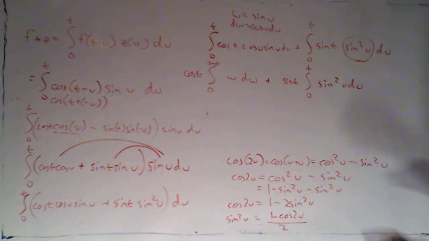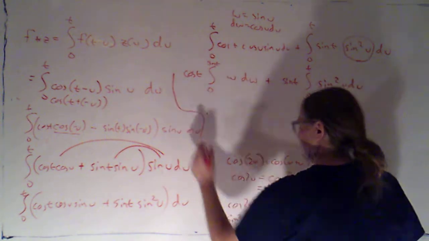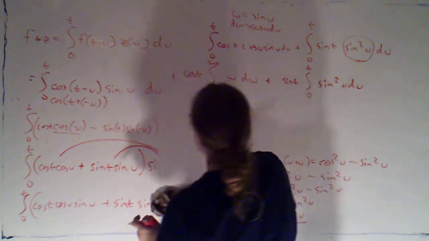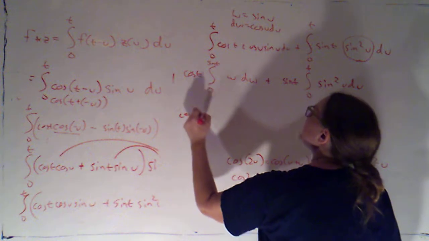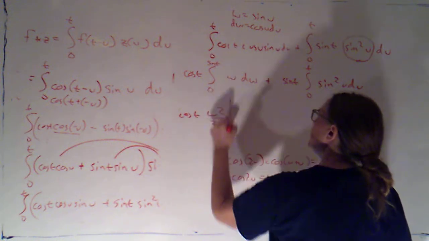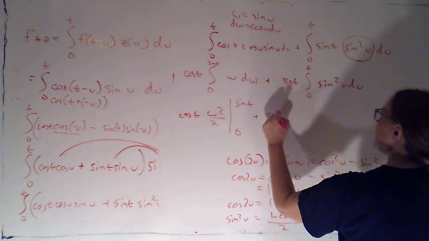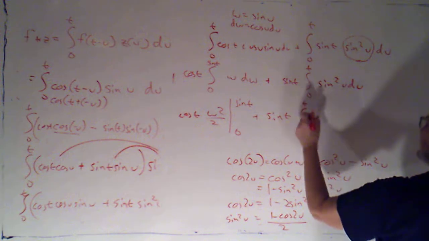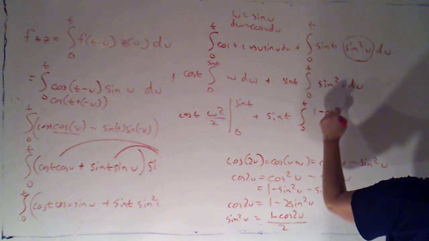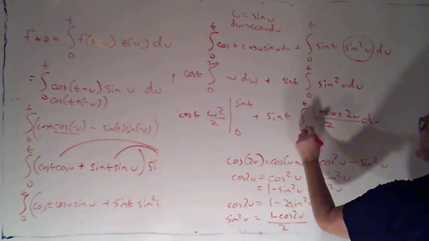Okay. So here, actually let's just clear some space. Here I'm getting cosine of t times w squared over 2 evaluated between sine t and 0. Plus here I'm getting sine t times the integral from 0 to t of 1 minus cosine 2u over 2 du.